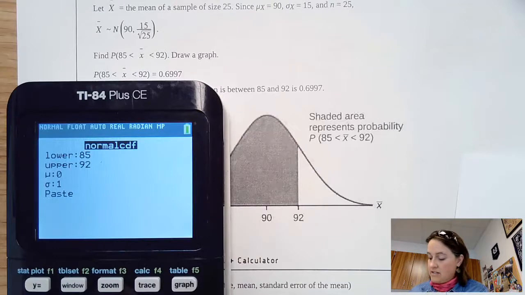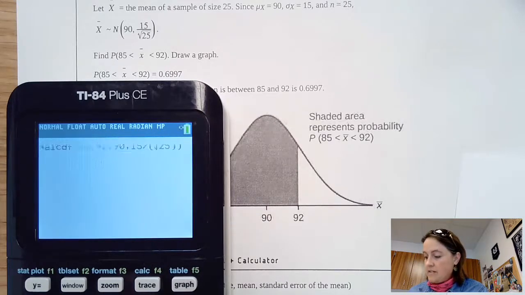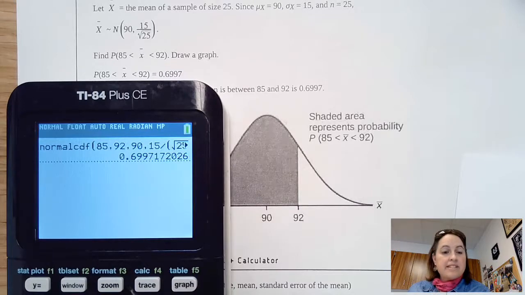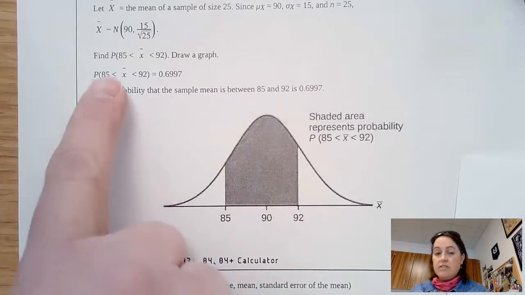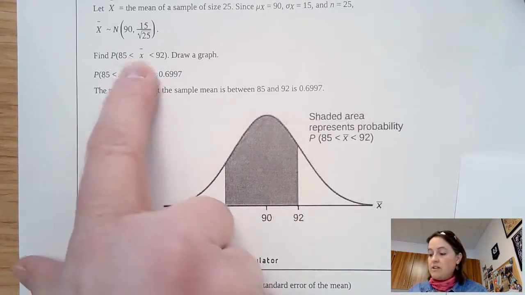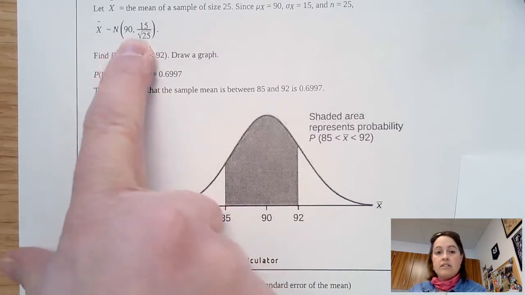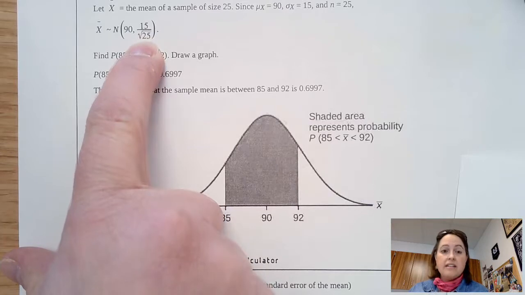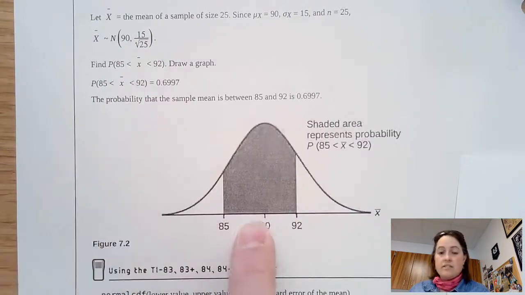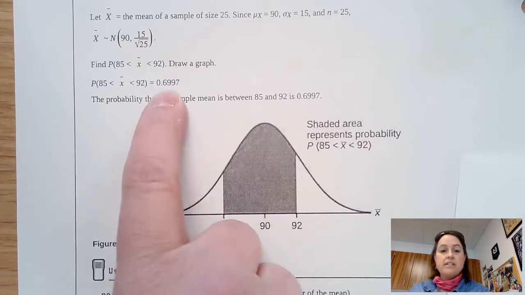The mean is 90, and the standard deviation is going to be 15 divided by the square root of 25. And we get 0.6997, okay? All right, so once again, we did a normal distribution, a CDF, our lower limit, our upper limit. We had our mean and our adjusted standard deviation for the n size of 25. And this is where we're finding the probability that it lands between 85 and 92. And we got 0.6997.